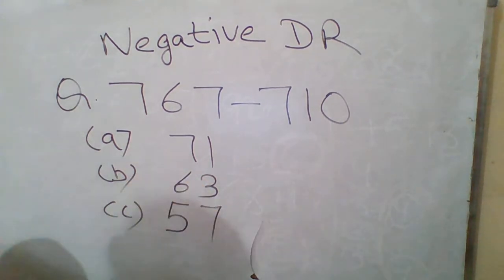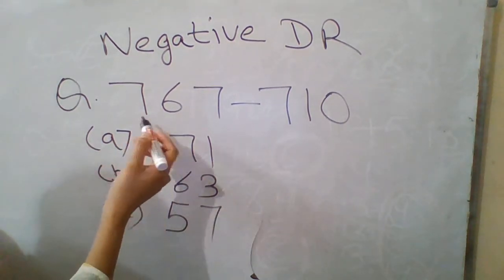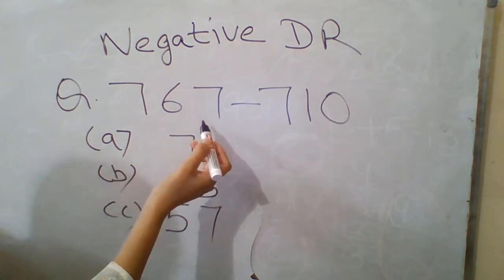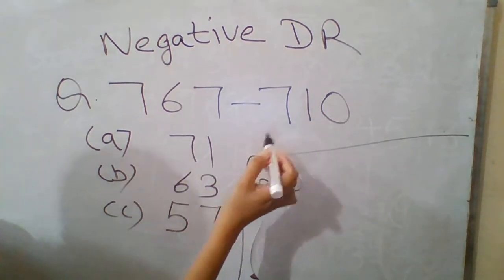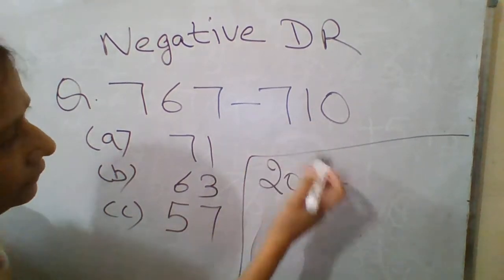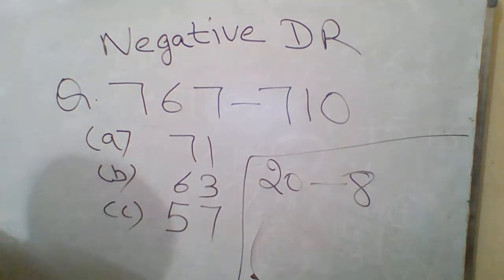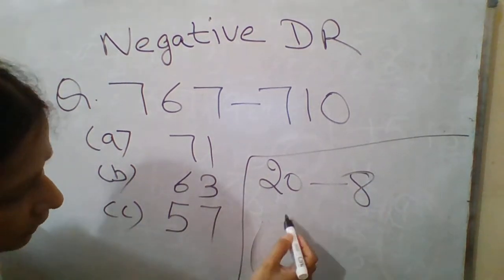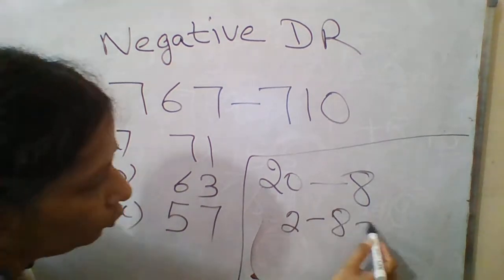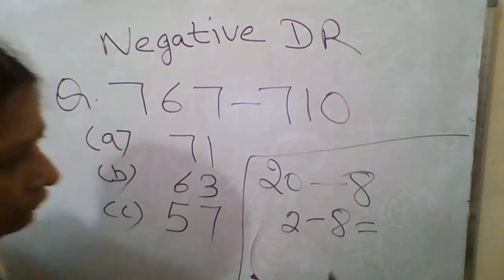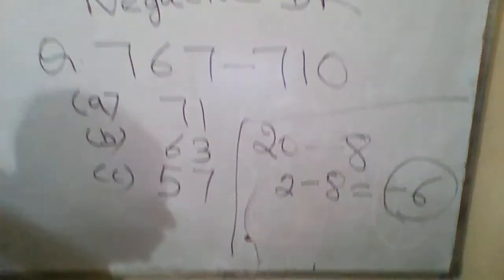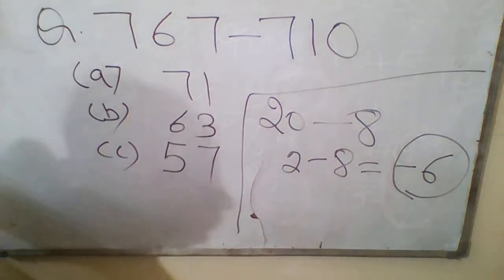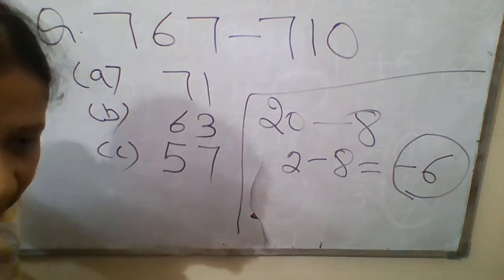Now look at this question. Again I am going to find the DR. Here 7 plus 6 is 13, 13 plus 7 is 20, so my DR here is 20. Now here you will find minus 8. 20 minus 8. Now you find the DR. This is 2. So 2 minus 8. Now you see what I am getting here: minus 6. Now you see I have got the negative DR.